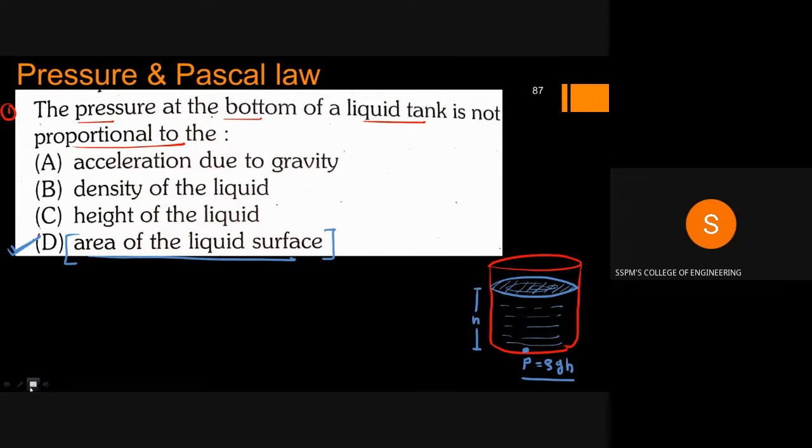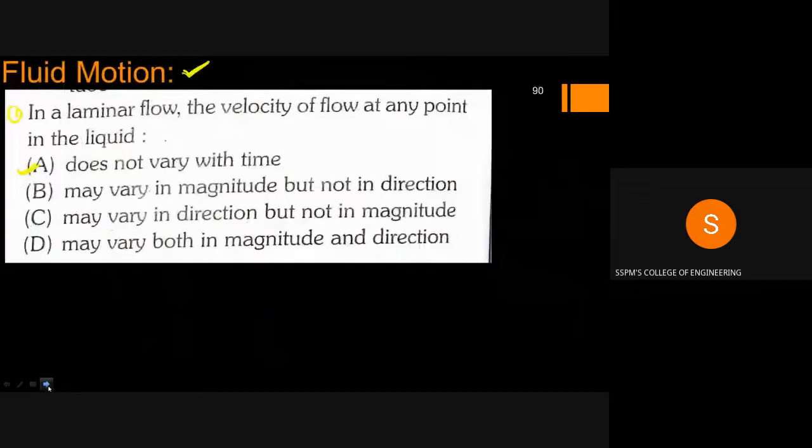Now we will discuss the objective questions.